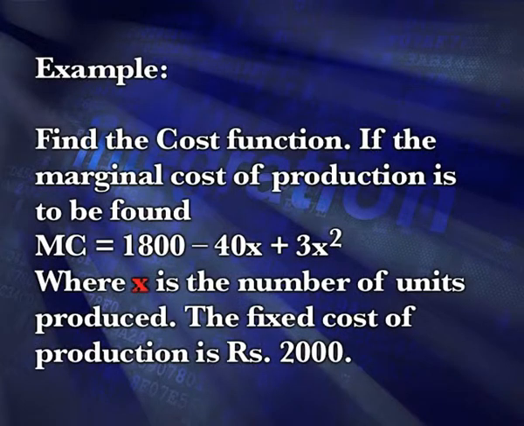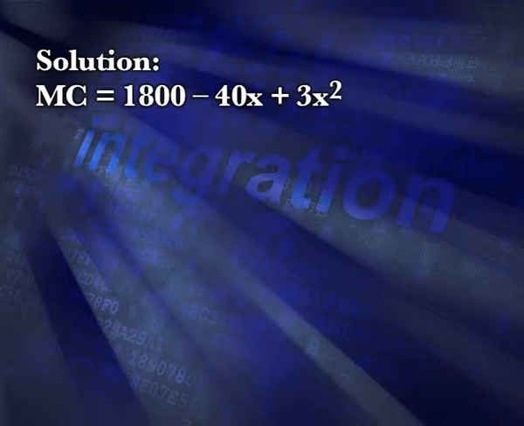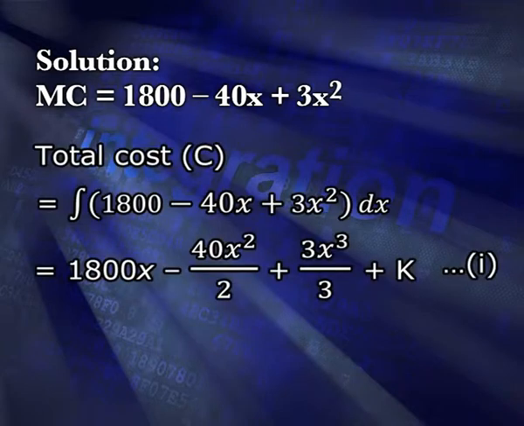Let's see an example. Find the cost function if the marginal cost of production is given. The marginal cost function is 1800 minus 40x plus 3x square, where x is the number of units produced. The fixed cost of production is rupees 2000. Let's see the solution. MC is given as 1800 minus 40x plus 3x square. So total cost C will be equal to the integration of 1800 minus 40x plus 3x square dx, that is equal to 1800x minus 40x square by 2 plus 3x cube by 3 plus k. Let's make this equation 1.